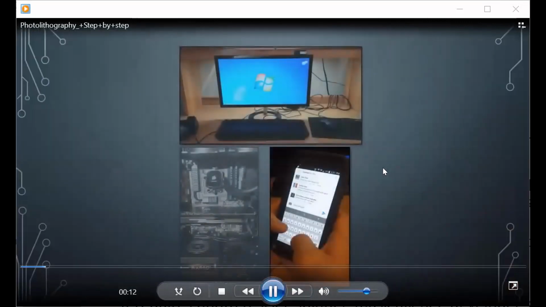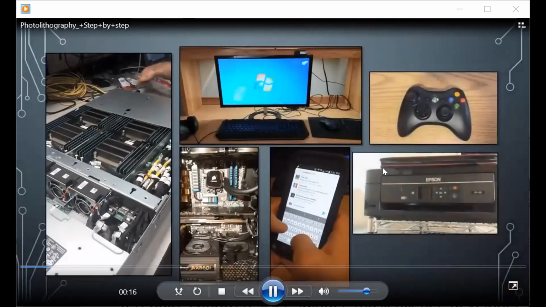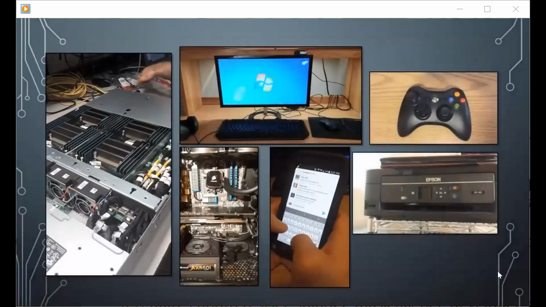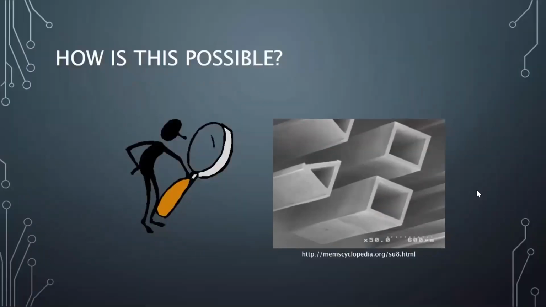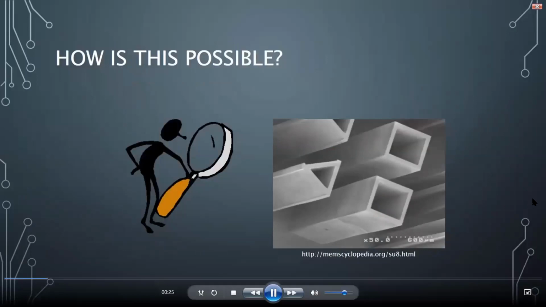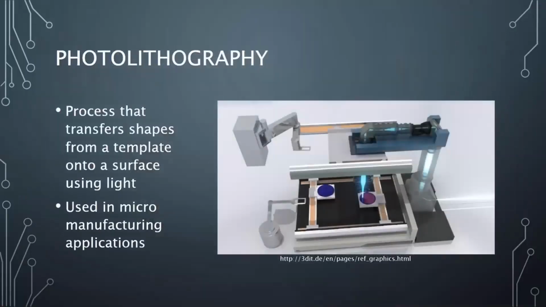Cell phones, computers, televisions, and any high technology product requires the use of printed circuit boards, microcontrollers, or integrated circuits. How are they made? The components of these devices are extremely small. If they are too small to be seen by the naked eye, how is this possible? These products are made using a technique called photolithography.